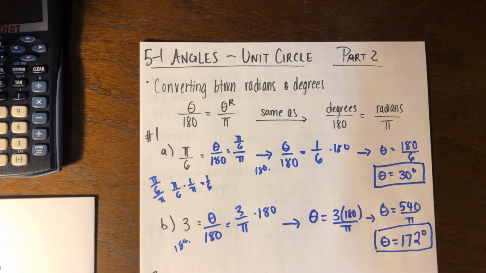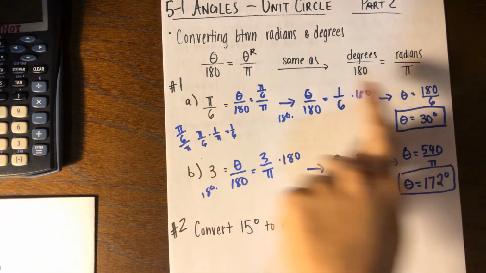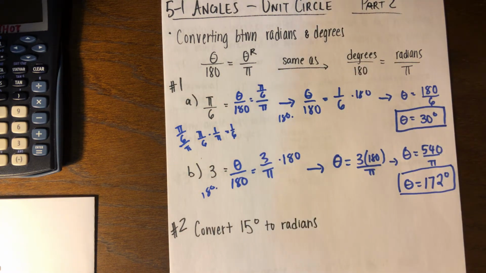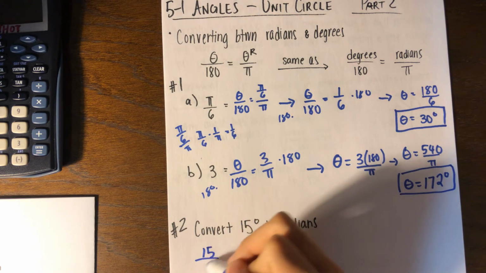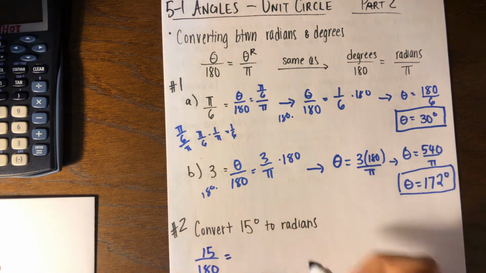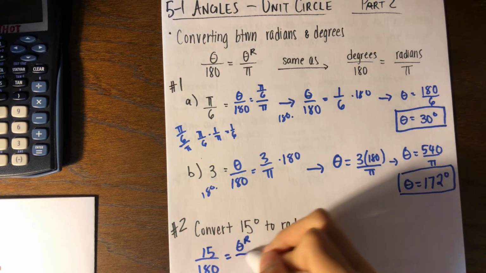Next part of today's lesson is we're going to learn to convert from degrees to radians. So the other way now. We're still going to be using the same formula. So now I have my degree, which is 15, so I have 15 over 180 is equal to my theta r over pi.